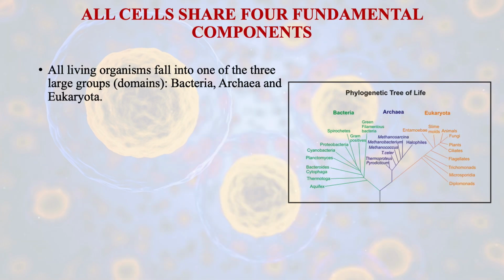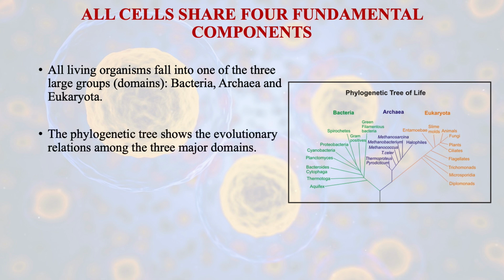There are three domains of life on this earth. First is bacteria, then archaea and eukaryota, and the phylogenetic tree of life reveals that these three domains of life are interrelated to each other. They are evolutionarily linked, and the archaea is between bacteria and eukaryotes. So the archaea is more closely related to the eukaryotes as compared to the bacteria.